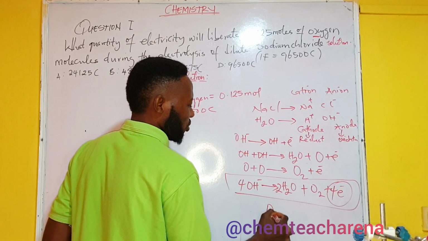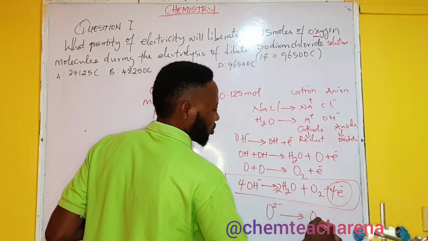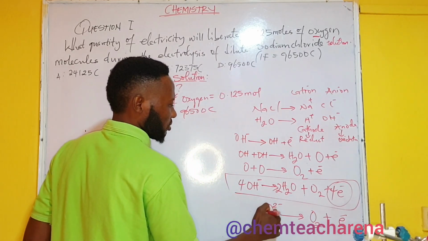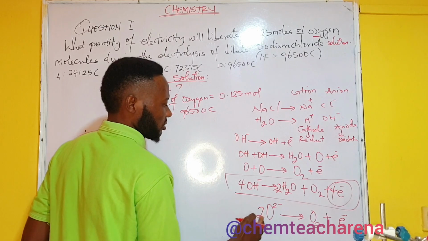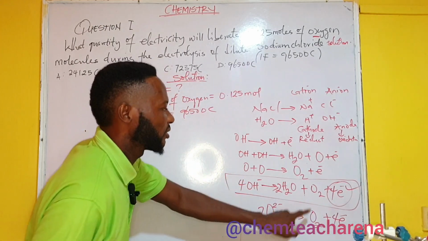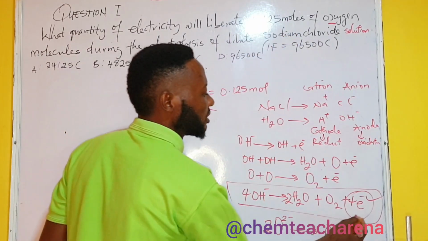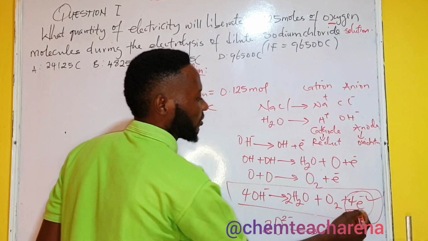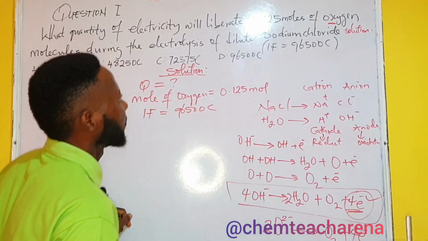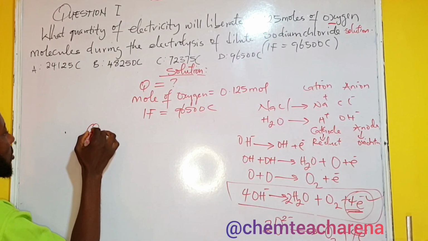So I think this is the equation I'm using here. 4OH minus gives O2 plus 4e minus, then oxygen is 2 here, I balance it with 2 here, 4. But I would prefer this from the equation. For sodium chloride solution, we need 4 Faradays. 4 Faradays for the discharge of oxygen. So I will use this formula.